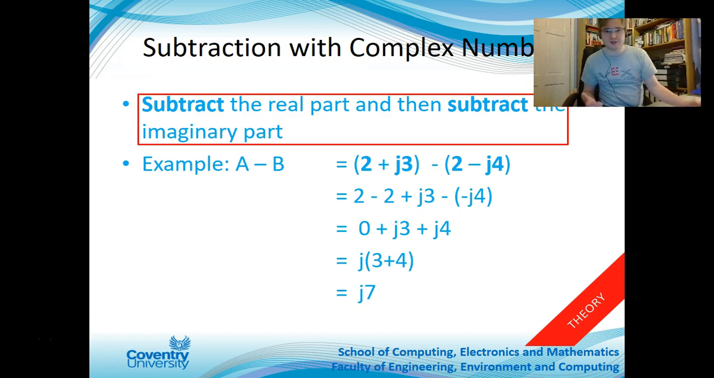To subtract complex numbers, we just subtract the real part, then subtract the imaginary part, similar to what we talked about in the previous slide. Here we have an example: 2 plus j3 minus 2 minus j4. We subtract the real part, so 2 minus 2 is 0, and then j3 minus minus j4. Two minuses make a plus, so that's why we give a plus here. So we have j7 as our final answer.